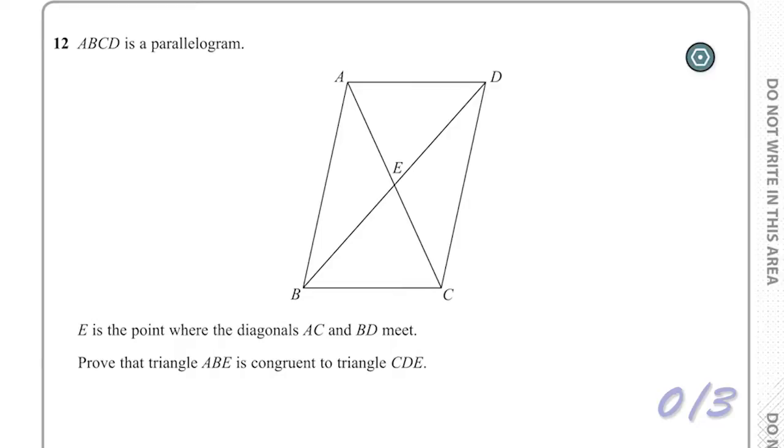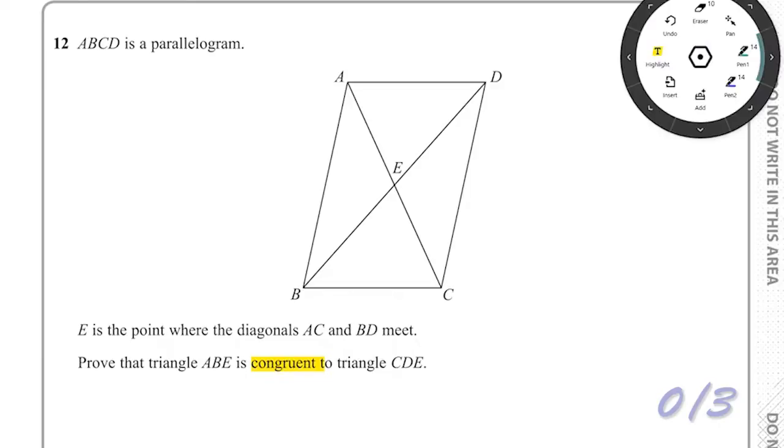ABCD is a parallelogram. E is the point where the diagonals meet. Prove that the triangle ABE is congruent to triangle CDE. So, congruent, different to similar. If two triangles are similar, it means they have the same angles. If it's congruent, it needs to have the same size as well, so any congruent shapes are exactly the same.